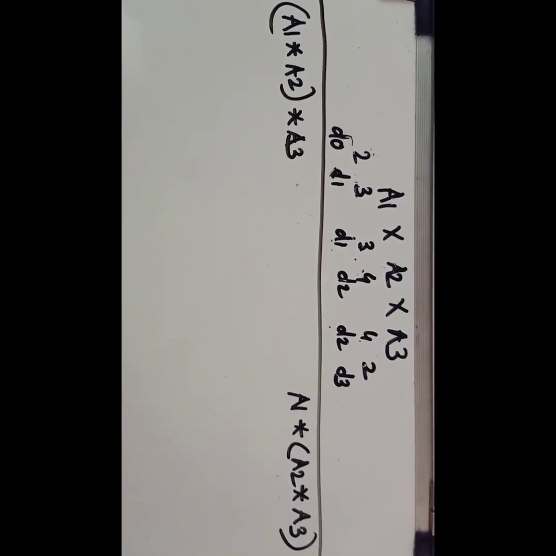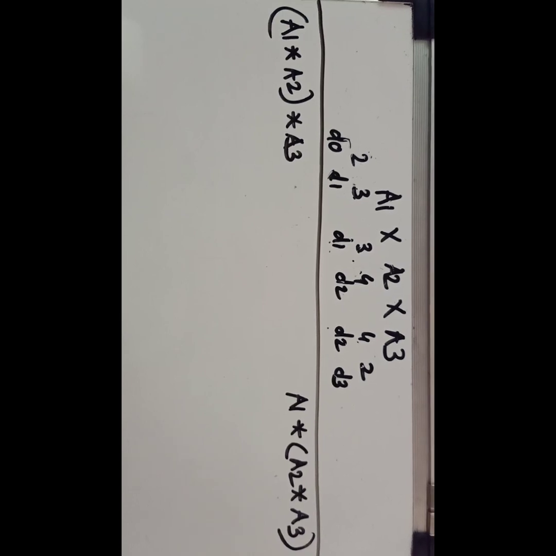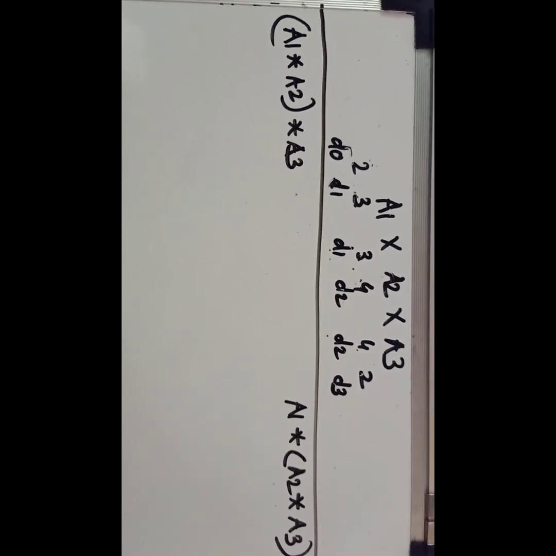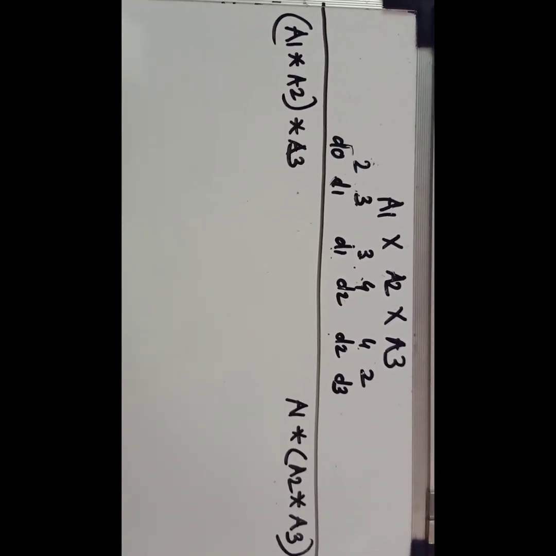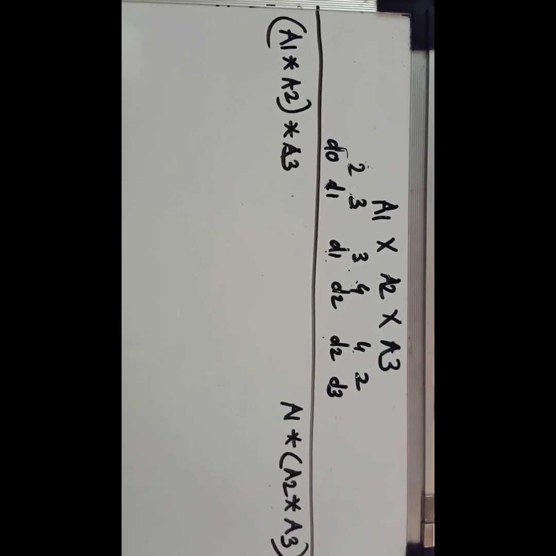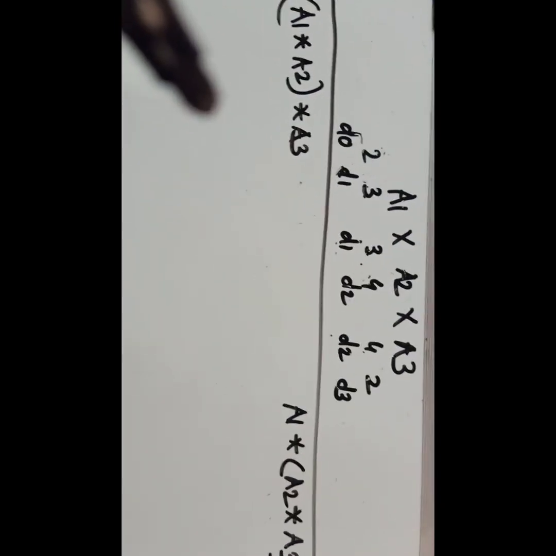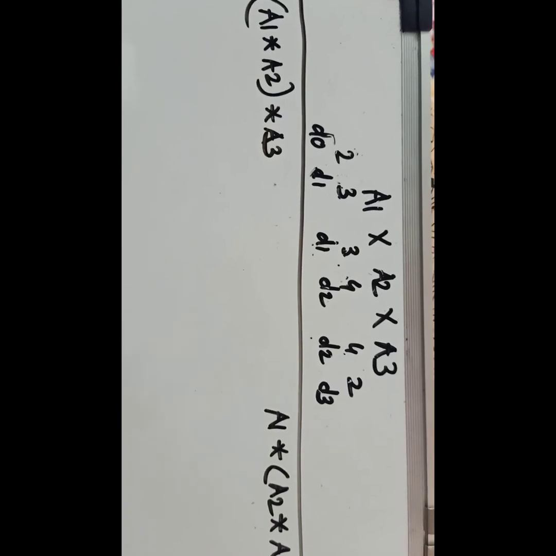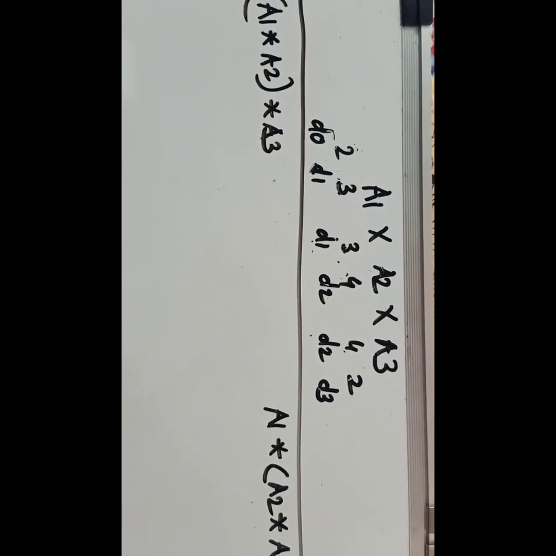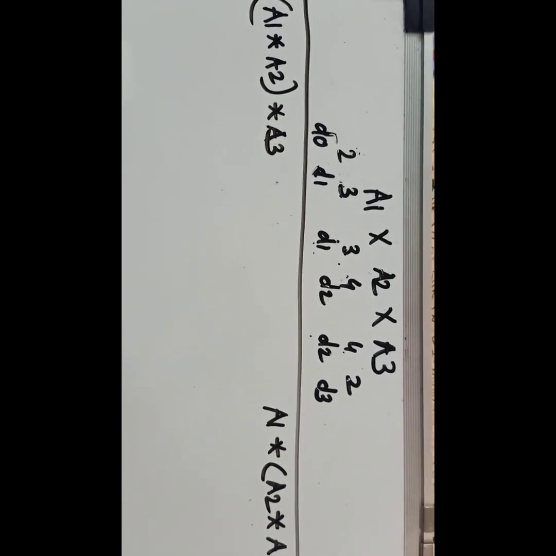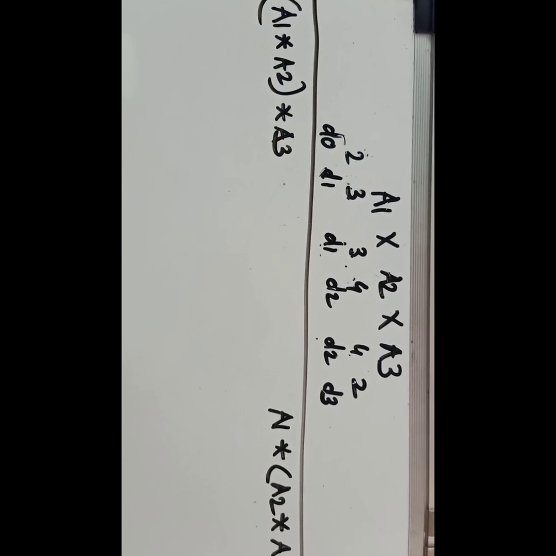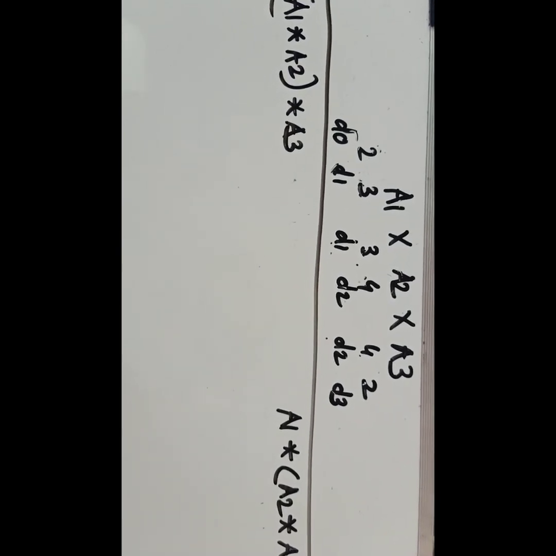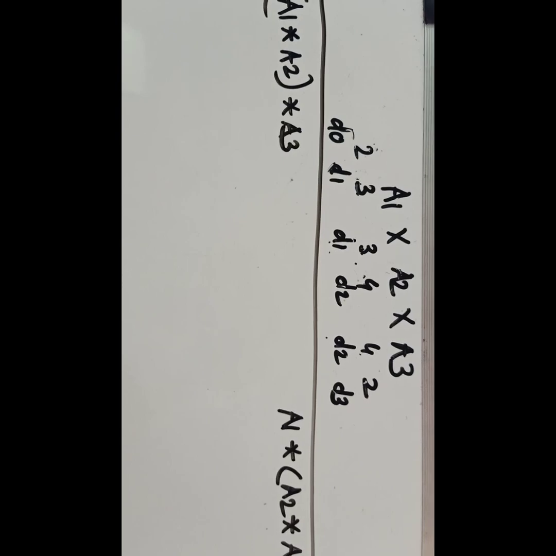With the help of that formula, we can go for 10 matrices multiplication, 15, 20, whatever it may be. Okay, so we will see how to devise the formula. Now you can see here A1, A2 and A3. So actually what you are doing, you are multiplying these three matrices together, means you are trying to find out the cost of multiplication of these three matrices.